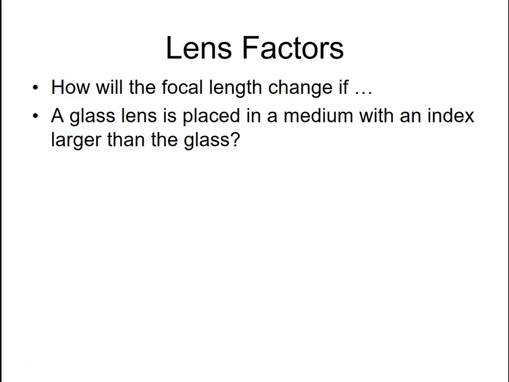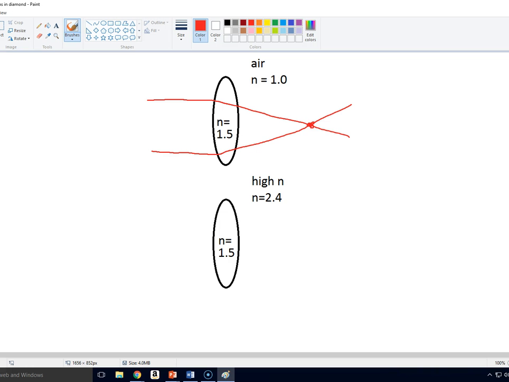All right, well, how will it change if we now place the lens in a medium with an index larger than glass? Here's our normal situation. Over here we have our normal refraction. Notice here we're now going to go from 2.4, on the outside, to 1.5. Recall when we go from small to large, it bends towards the normal. However, in this case we're going large to small, so instead of bending towards the normal, it's going to bend away from the normal.